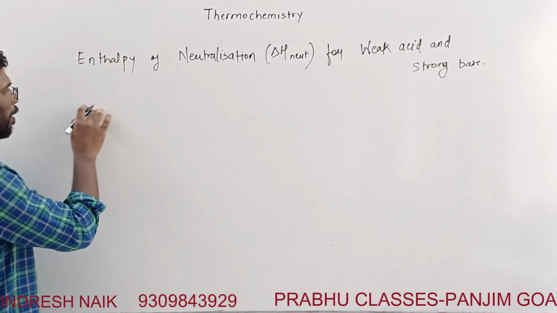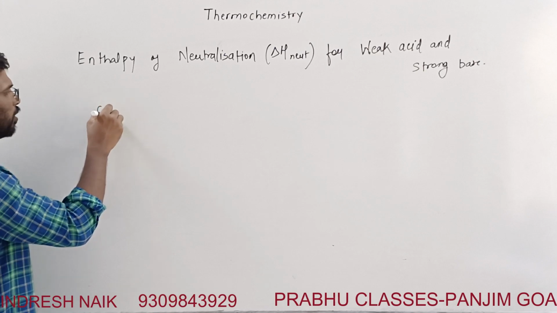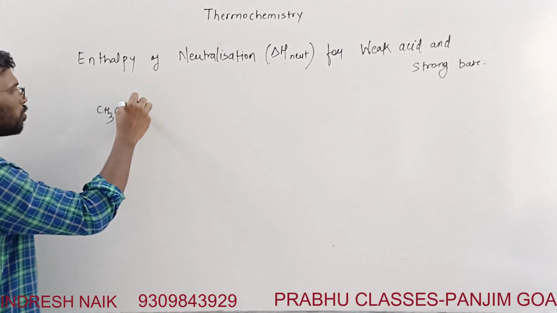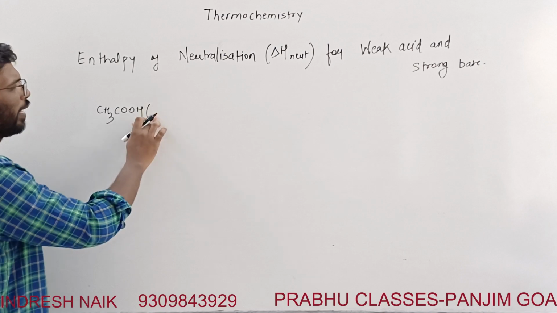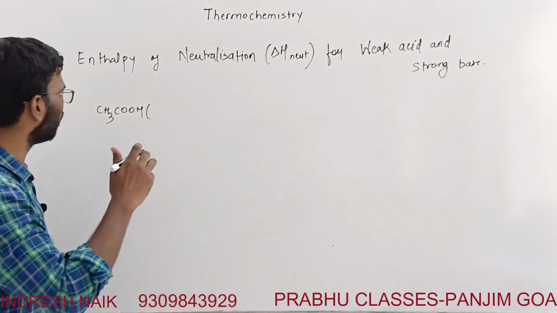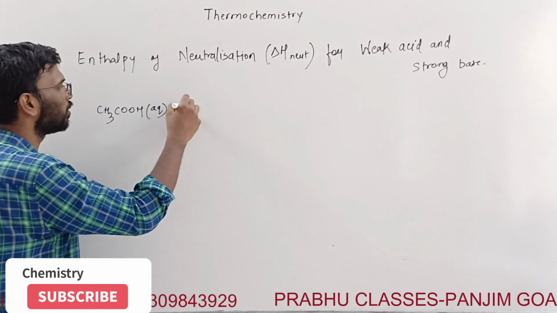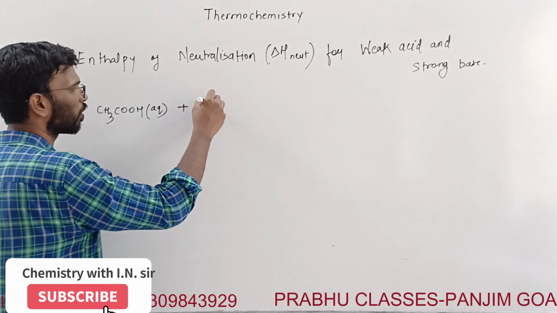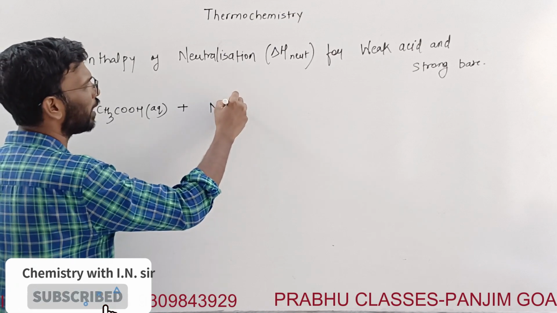So we'll take this example. We'll take a weak acid, CH3COOH, acetic acid. I am taking an example directly because when we take an example, it is easy for us to grasp and understand, right? So this is aqueous, and a strong base. We'll take a weak acid and a strong base.